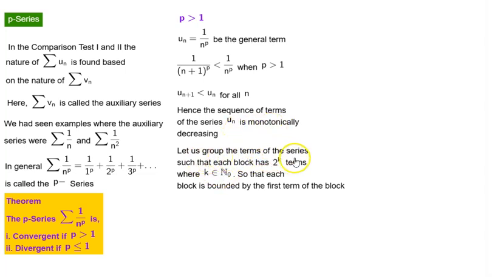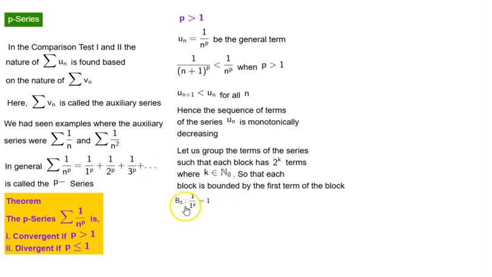Now let us group the terms of the series such that each block has 2 to the power of k terms, where k is in the natural set of numbers including 0, so that each block is bounded by the first term of the block. Now what does this mean? Block 0, because remember 0 is included. So the 0th block is 1 by 1 to the power of p to the power of 0. That means 1. So this block contains only one element.